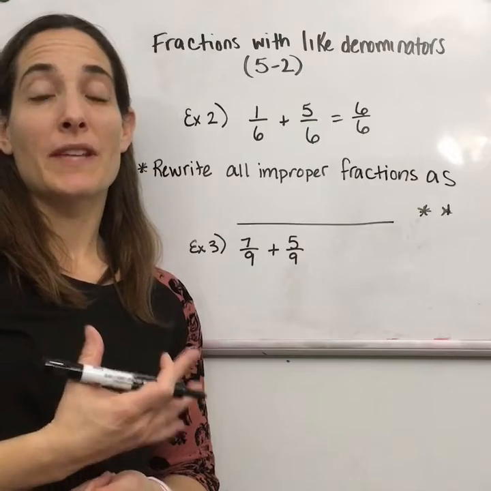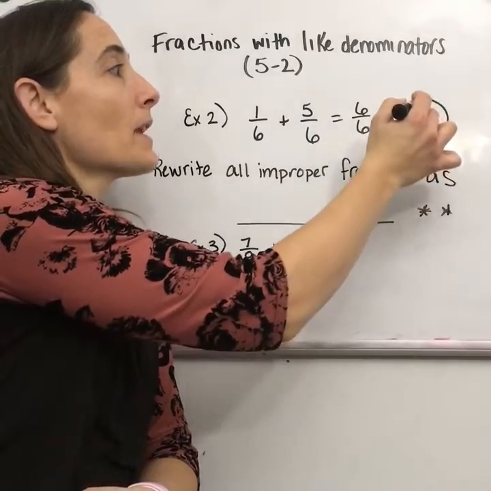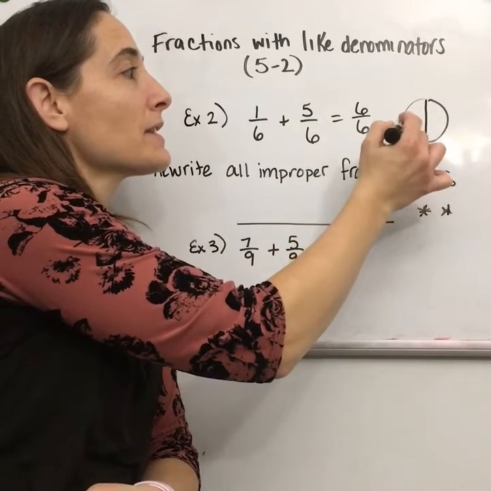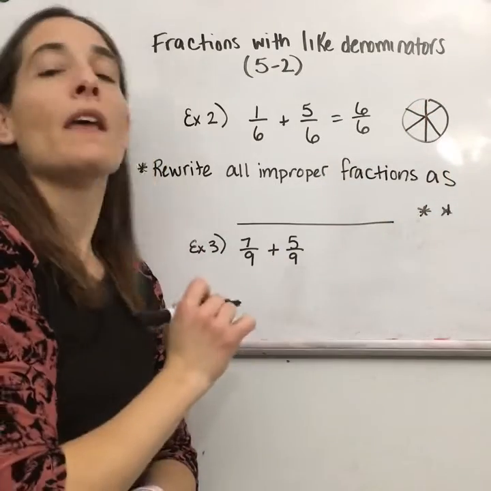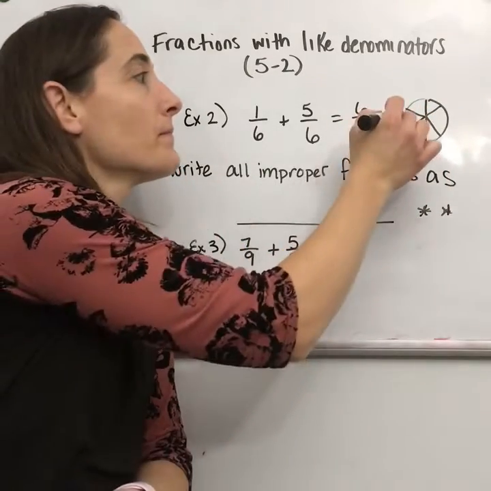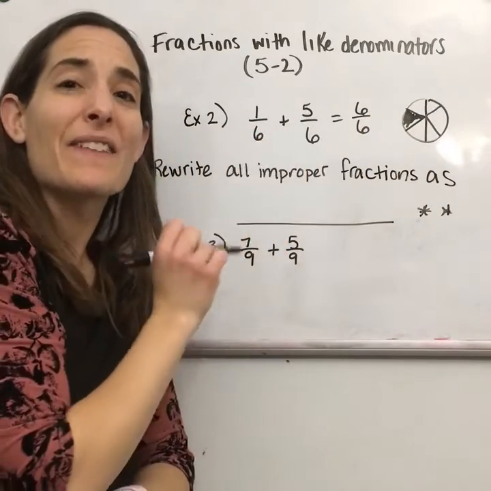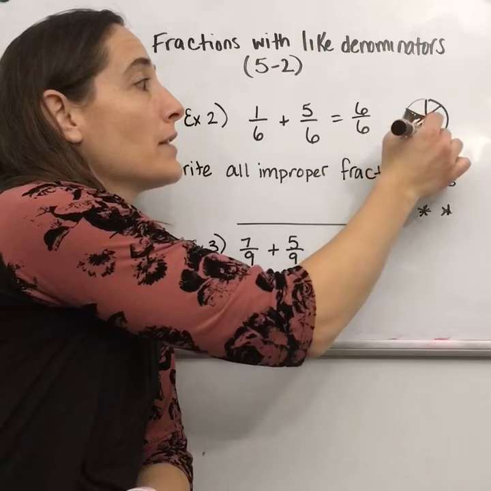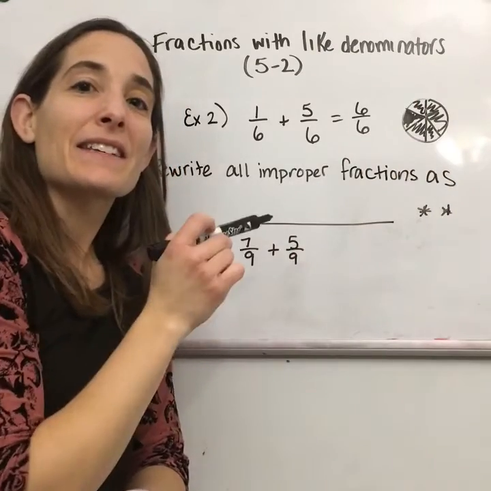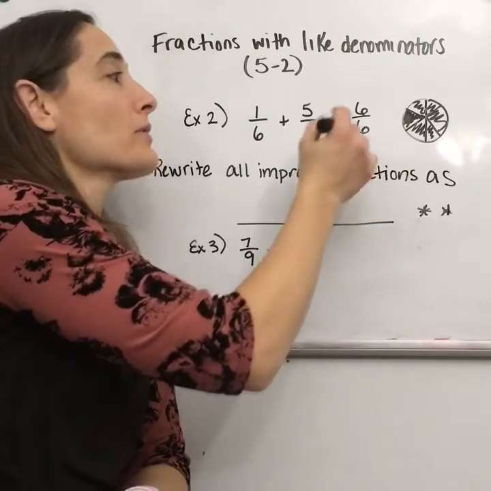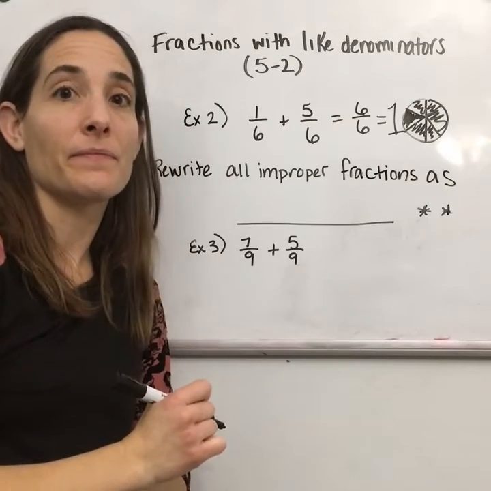So say we're talking about slices of pizza. If I have a pizza and I break it into 6 slices and I eat one, then I come back later and I eat 5 more pieces. 1, 2, 3, 4, 5. I ate 6 out of the 6 pieces of pizza. So that is equivalent to 1 whole pizza.